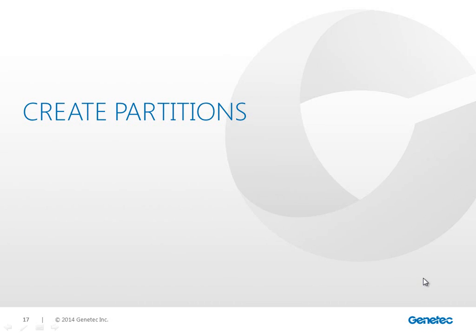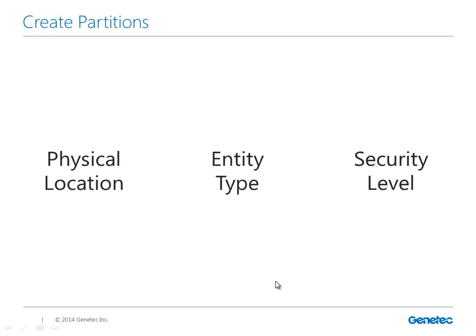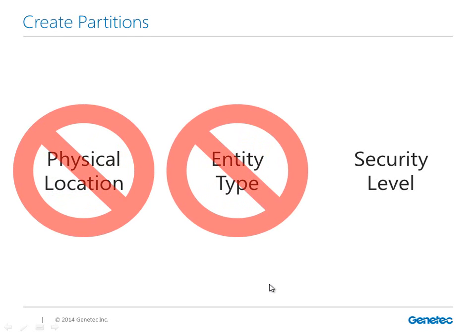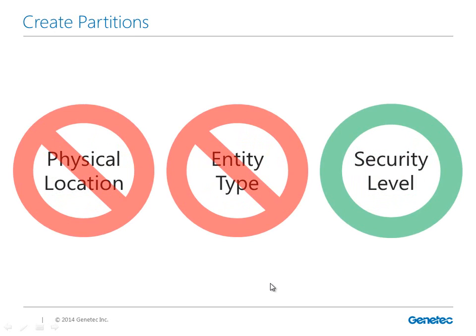Okay, the next step is also important for the long-term structure of the system, but from a system security point of view. We're going to look into setting up our partitions at this point. Partitions are used for dividing the system into logical security groups. We're not looking at dividing things up based on physical location or grouping them based on any kind of entity type. We can use areas for that. We're specifically making groups to limit who can see the entities within those groups.